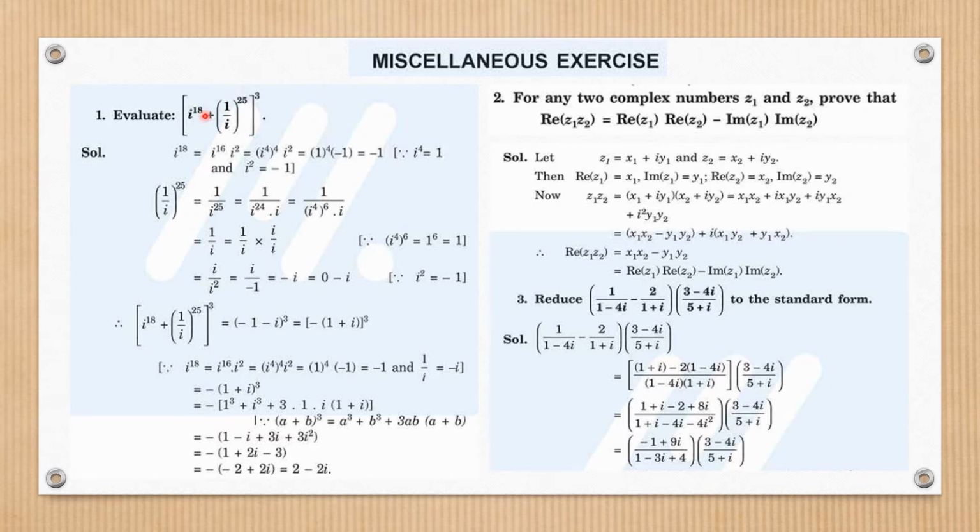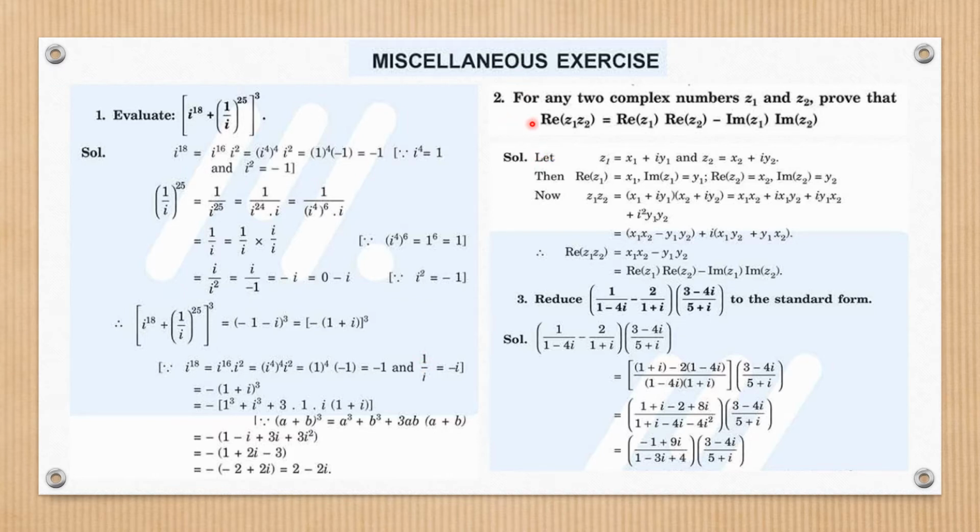Now let us come back to here. This becomes minus 1, and this is minus iota whole cube, and it becomes minus times (1 plus iota) whole cube, right? So negative whole cube means it is your minus outside, and (1 plus iota) whole cube. Now open it, it becomes a cube plus b cube plus 3ab into (a plus b). Then opening it, 1 cube is 1, then iota cube is iota square into iota, that is minus iota, plus your 3 iota plus 3 iota square, and 3 iota square will be minus 3, as iota square is minus 1. So it becomes minus times (minus 2 plus 2 iota), that is 2 minus 2 iota.